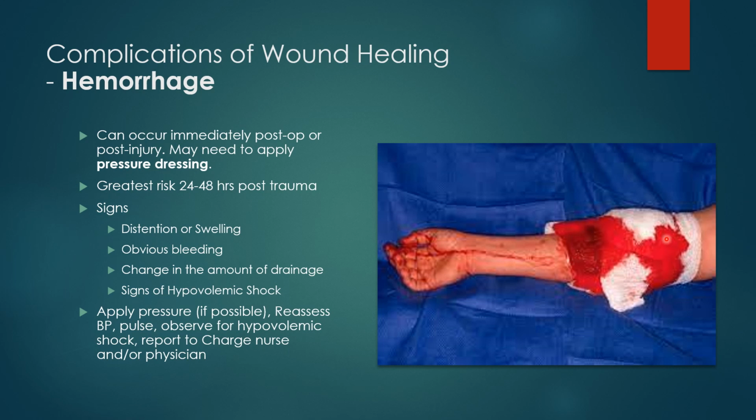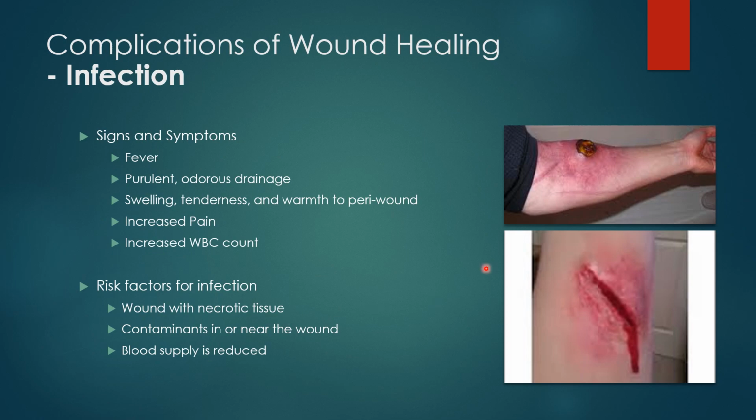If we applied a pressure dressing and completely occluded the blood flow, this patient would no longer receive any blood flow to their extremities. So we need to be very cautious that we're applying the appropriate amount of dressing to slow the bleeding, but not to completely stop it.